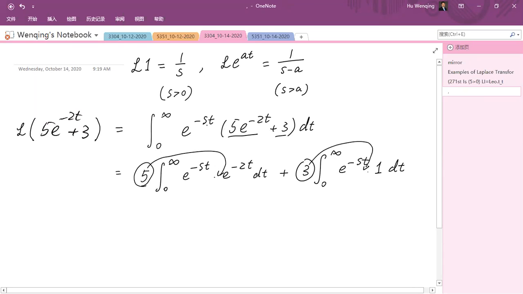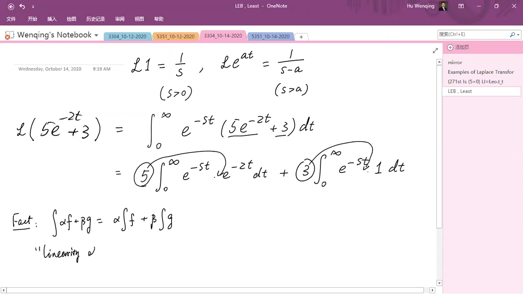And because the plus can be split, we're using the side fact that the integral of alpha f plus beta g is alpha times the integral of f plus beta times the integral of g. So that's the linearity of integrals. We're just using this fact, and you can split everything.